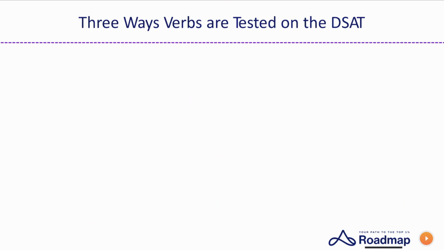The first way that verbs are tested on the SAT is what's called subject-verb agreement. This concept is very straightforward. This just means that a singular verb must take a singular subject, and a plural verb must take a plural subject.